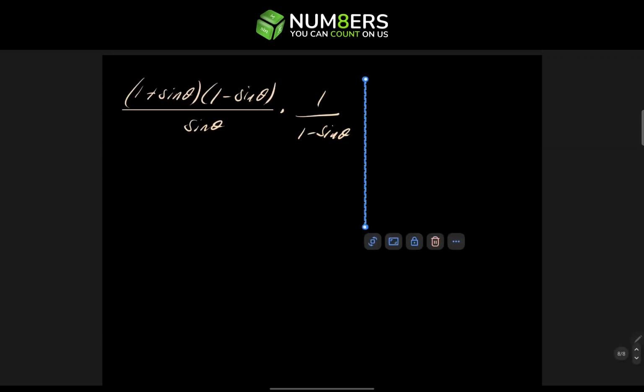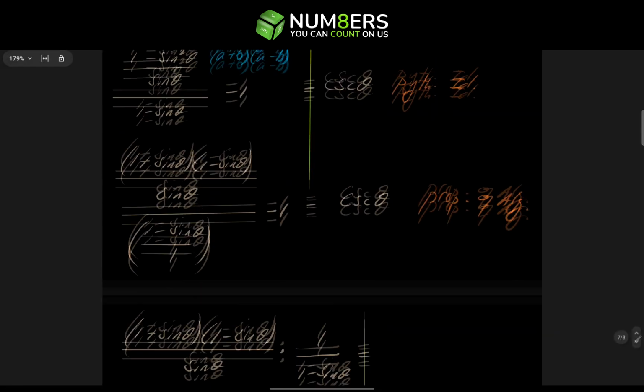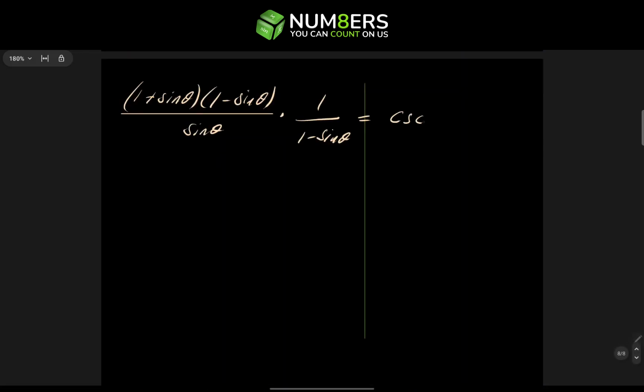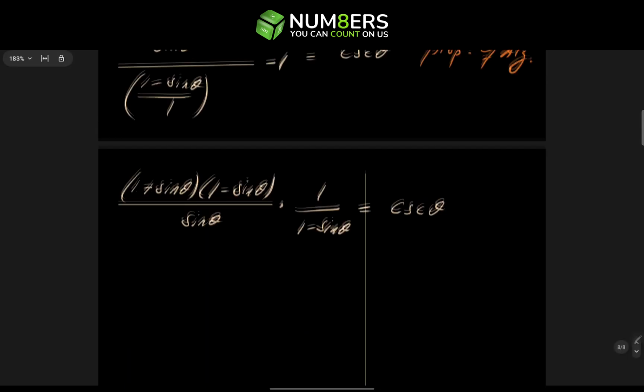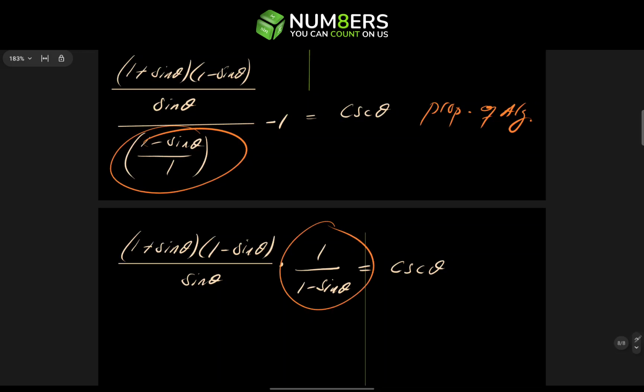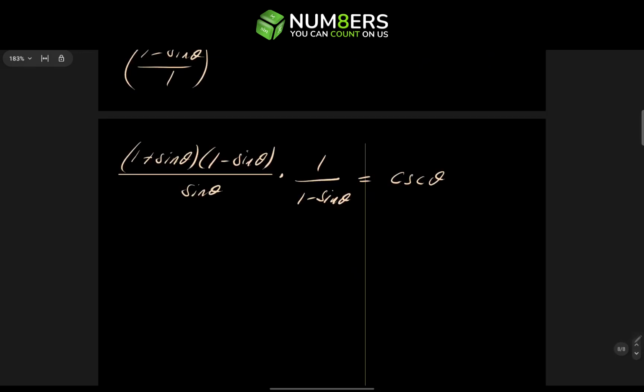Let's extend this a little bit. And on the right side, this is equal to cosecant theta. Yep, it's cosecant theta. In this case, on the left, we used properties of algebra by flipping this and writing it as a reciprocal. Again, we've simplified here. Let's write properties of algebra.